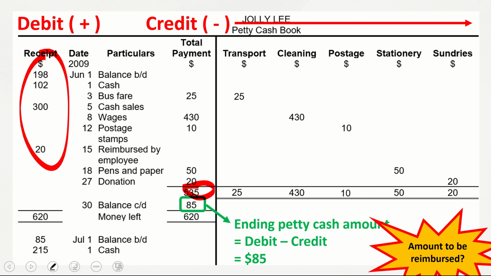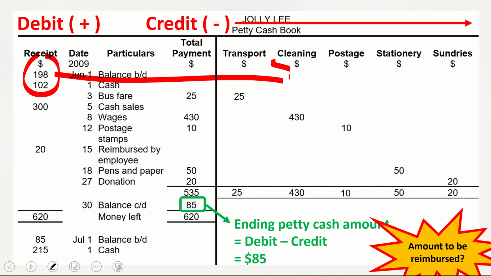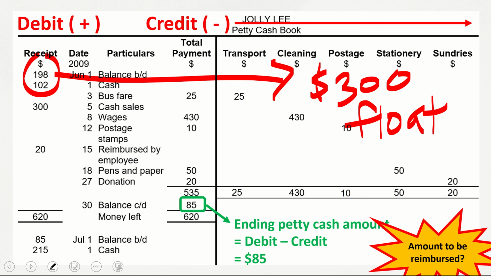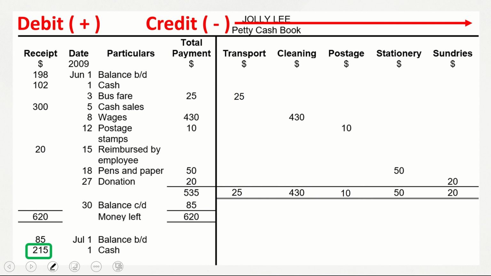So if that's the case, what is the amount that you're going to be reimbursed? Now remember, just now we mentioned that the float amount we calculated was 300. How do we know that it's 300? We took these two numbers added together. We said the petty cash imprest float or that fixed amount is going to be $300. So if you have only $85 left, how much money are you going to be reimbursed? You will take $300 minus away your $85. You are going to be reimbursed $215 in cash.